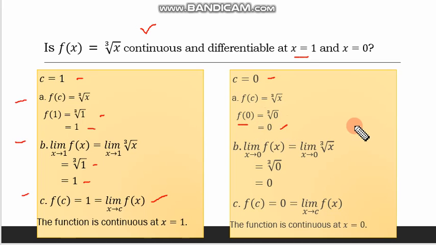Next is the limit of the function. The limit of the cube root of x as x approaches 0 is the cube root of 0, which is equal to 0. So the limit of the function is equal to 0, which is also equal to f of c. Therefore, again, it satisfies all three conditions of continuity at a certain point. Therefore, the function is continuous at x equal to 0. So at both x equal to 1 and x equal to 0, our function is continuous.